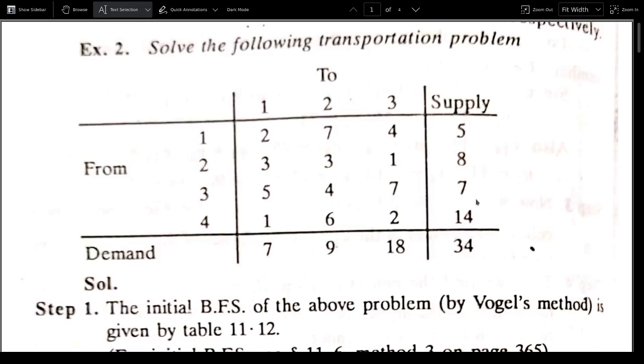Following transportation problem. This is already given. I have given. Solve the following transportation problem. Here costs are given, supply and demands are given.